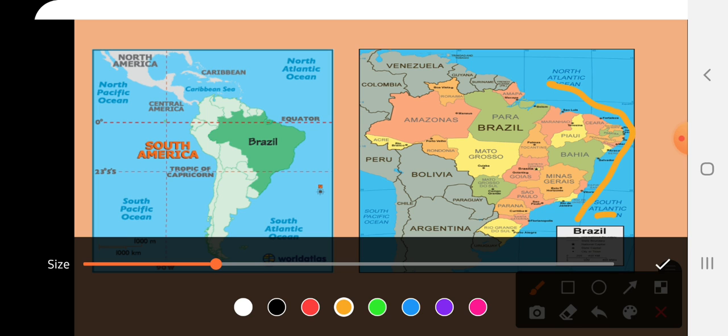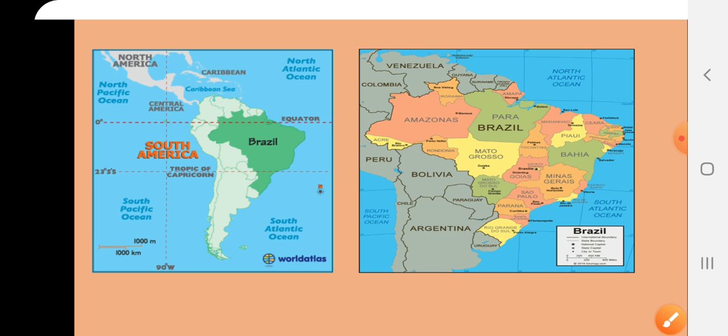Then another very important thing about Brazil is Brasilia. Remember this, Brasilia is the capital of Brazil. Now where is Brasilia? I will show you in a different color, green. So this is Brasilia. This is the capital of Brazil, and we all know India's capital is New Delhi. So this is what comes under location and extent.